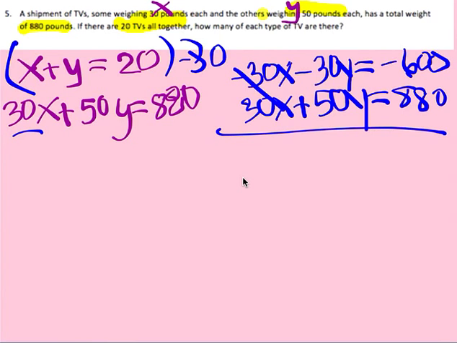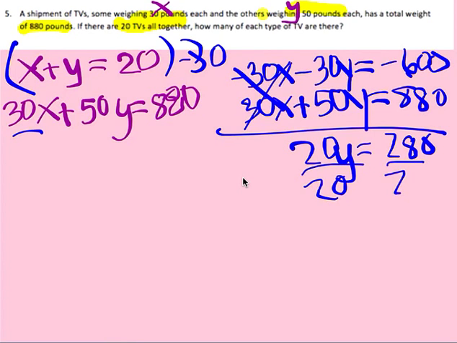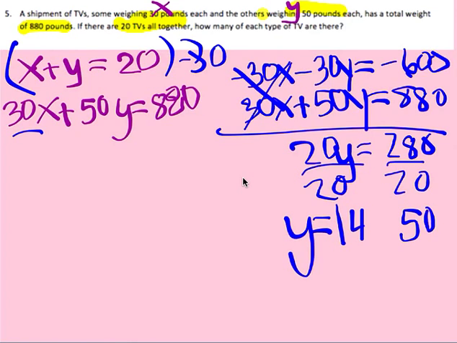So then we're going to cross out our x's, and then we're going to take negative 30y plus 50y, which is 20y, and that's going to be equal to negative 600 plus 880, which is going to give us 280. Then we're going to divide both sides by 20, and we get that y is equal to 14. And so since that's y, that's going to be the 50-pound TVs. Okay, so that's one of our answers.